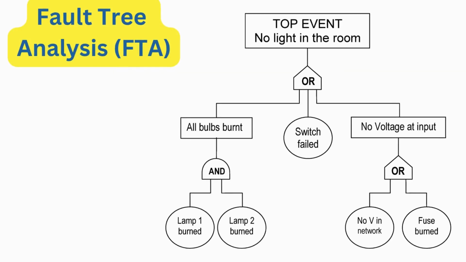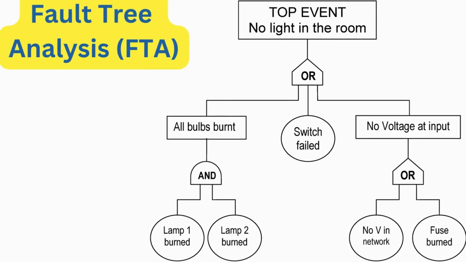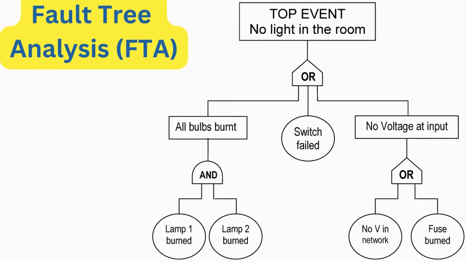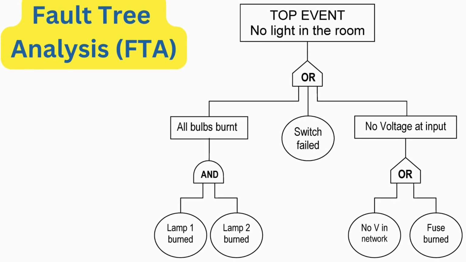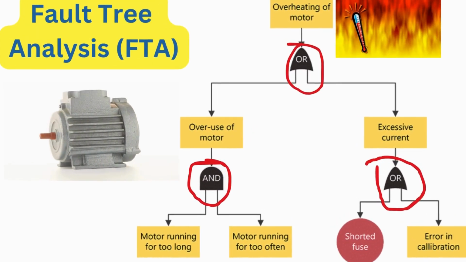Now let's dive into fault tree analysis, FTA, a technique that helps understand the root causes of failures through a top-down approach. Start by defining the top event you are investigating, such as a machine breakdown or a safety incident. Create a fault tree diagram that begins with this top event and branches out to show contributing factors or causes.